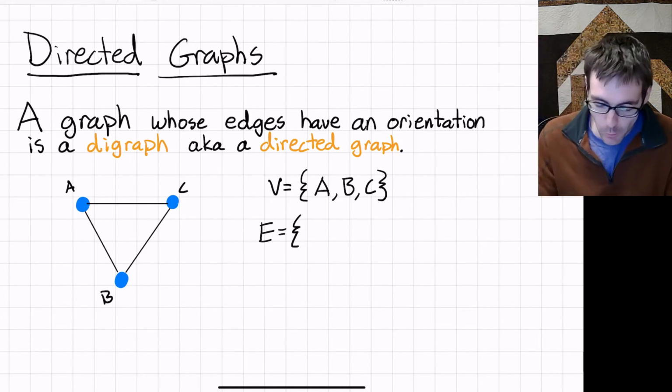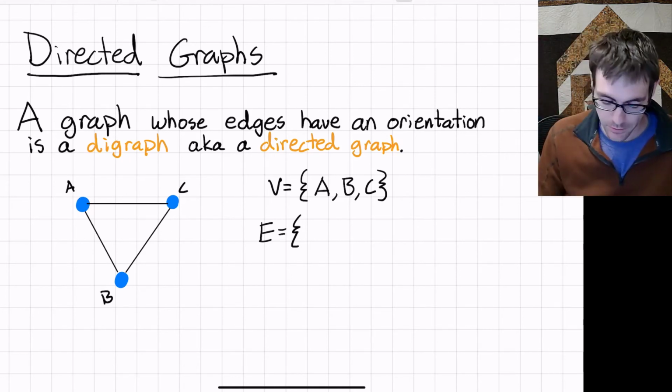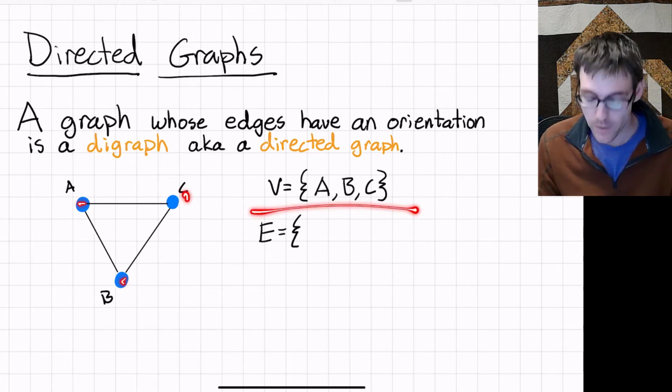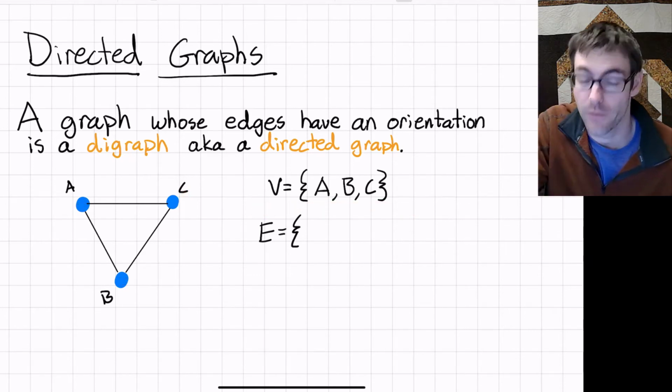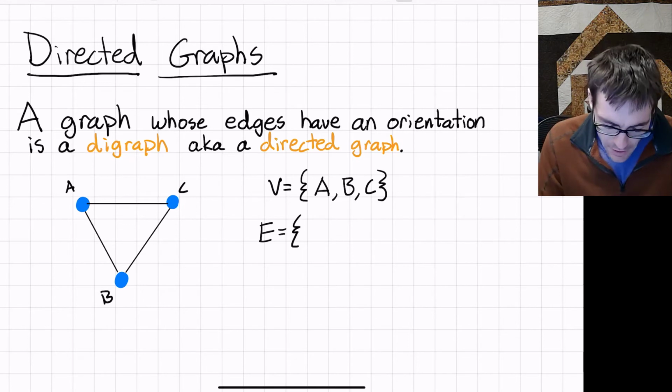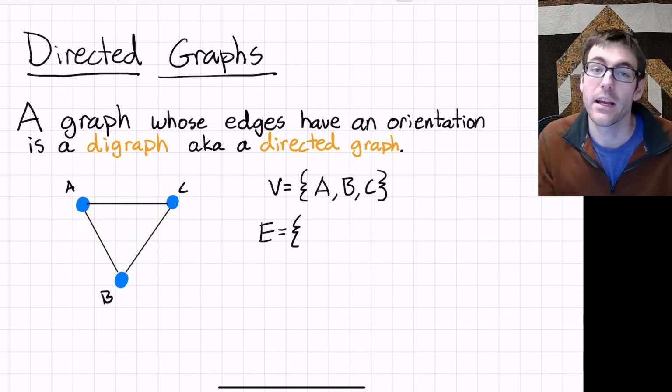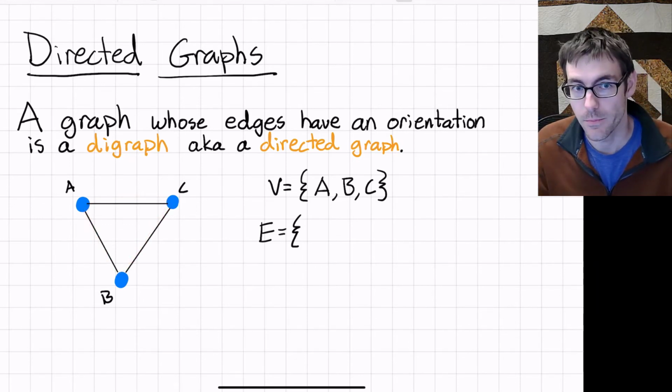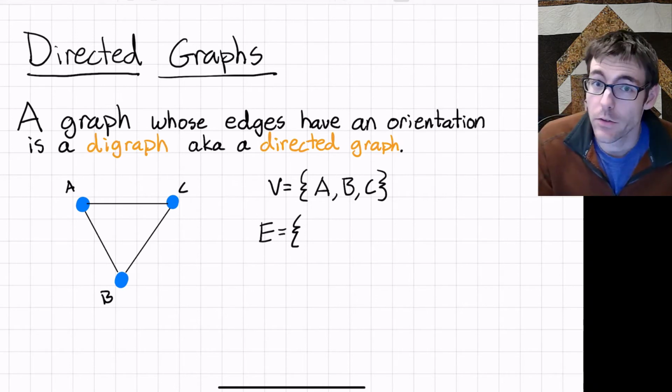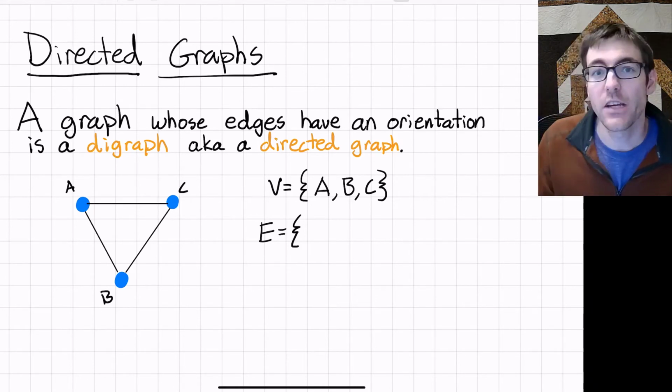So our normal graph, as we said on day 1, was a collection of vertices and edges. So if we have A, B, and C, we can say that our graph is the set of elements A, B, and C, and then our edges are the set of connections or pairs of vertices. A directed graph is when we put an orientation on each of the edges.